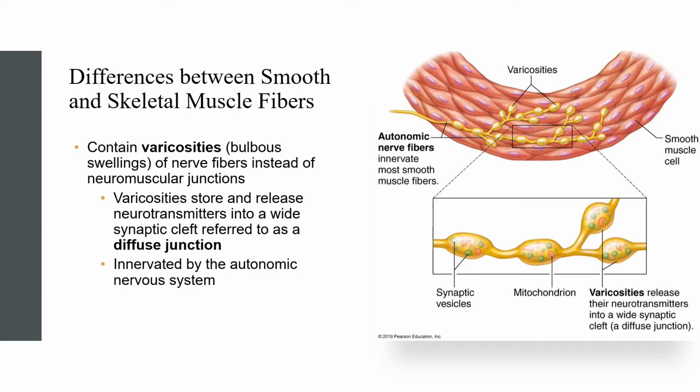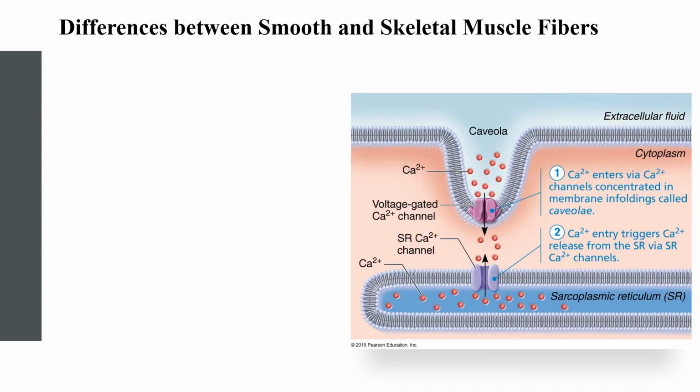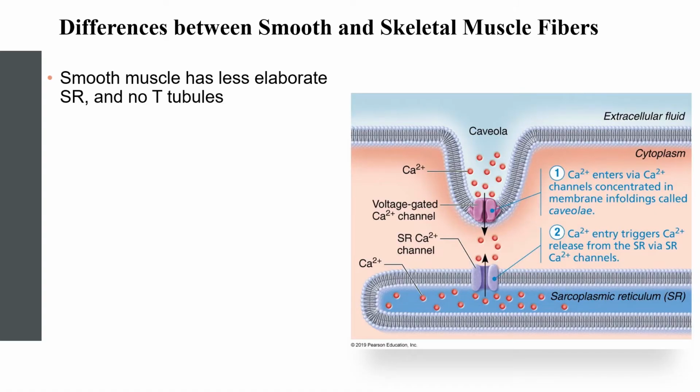Now, these are going to be innervated by the autonomic nervous system. So remember, when we're talking about smooth muscle, we are talking about something that is not consciously controlled, unlike skeletal muscle, which is usually consciously regulated. So now we're going to look at the smooth muscle.